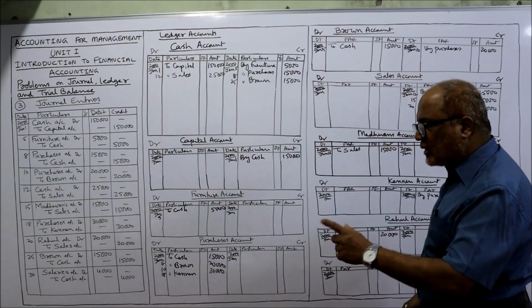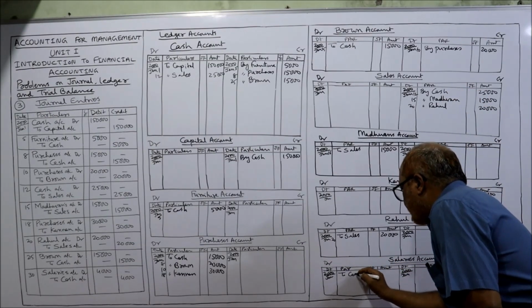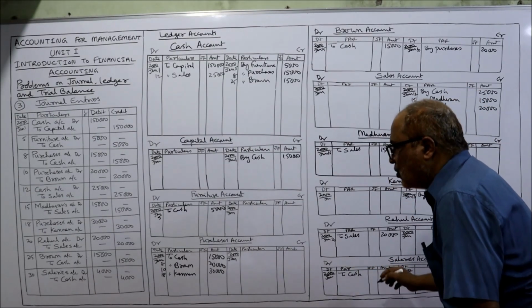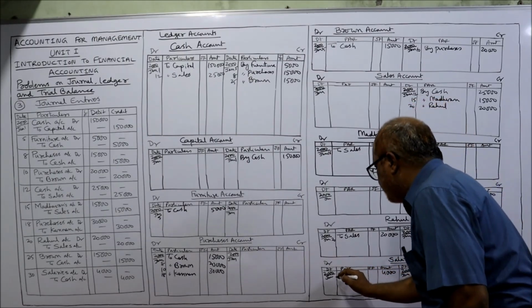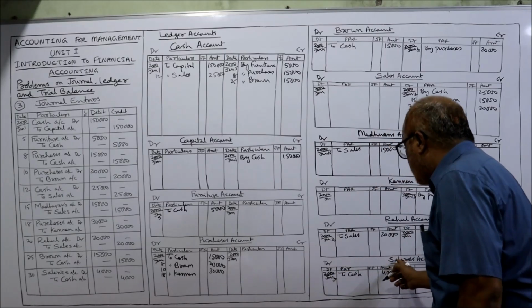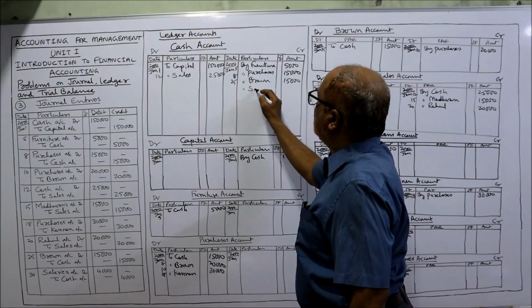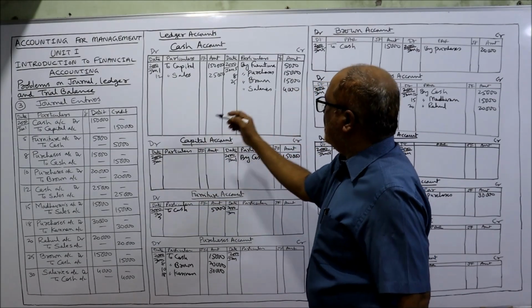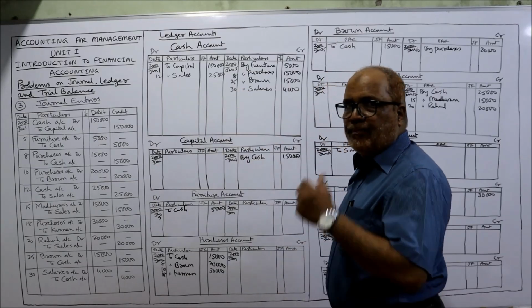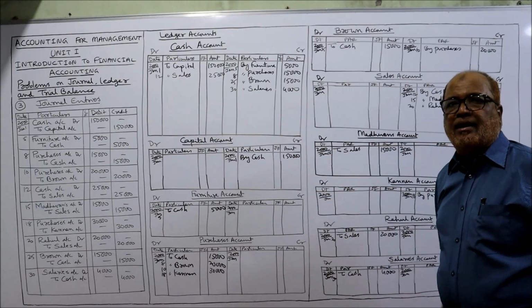Last transaction. Salaries account debit to cash. The salary account debit side, to cash. How much? 4,000. And date is 30. Now salary account is debited. Cash account should be credited by salaries, 4,000. The date is 30th. That's all. So we have posted all the transactions in the ledger accounts.